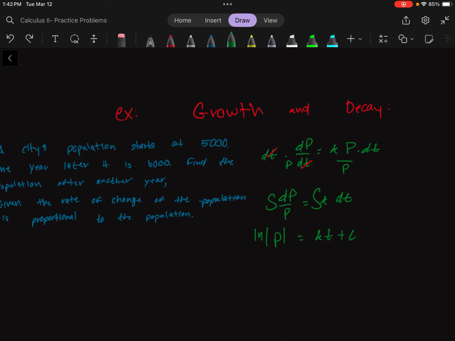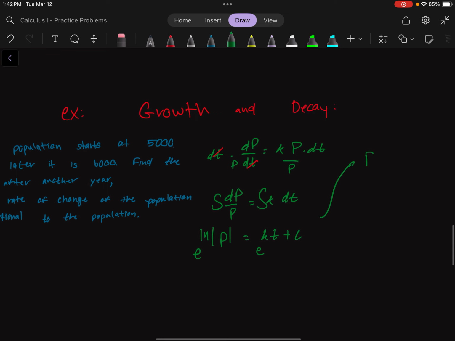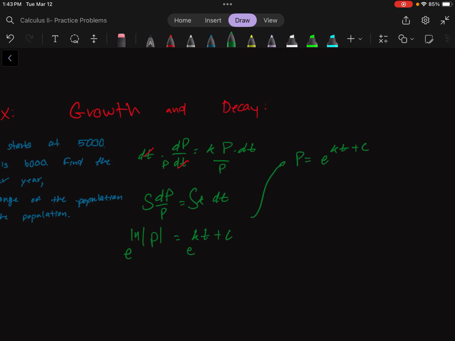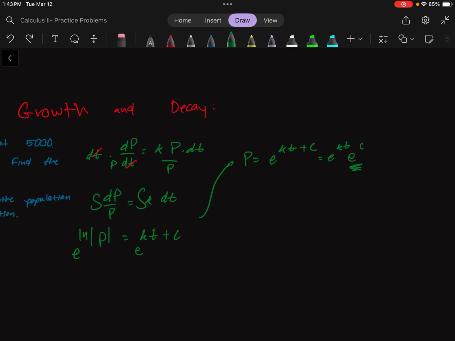But we don't want ln of p, we want p. So let's just raise both sides by e to get that p is equal to e to the kt plus c. We could also simplify it a bit further, because when you're adding in the exponent, you could really write it as e to the kt times e to the c, right? You could move backwards and combine those to just one base of e. But the reason we're moving backwards now is because we could write e to the c. That's just another constant, right? E to the c is another constant. So we could just write this as that new constant times e to the kt.